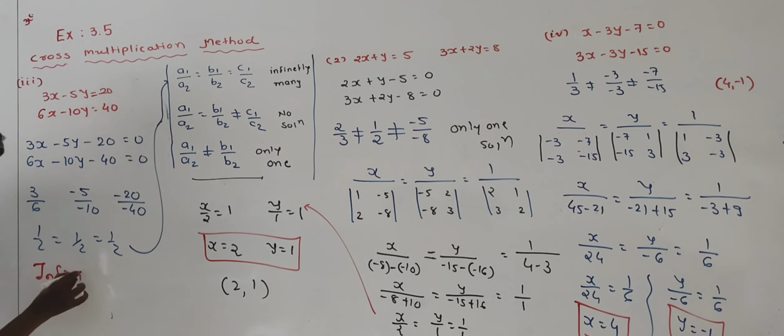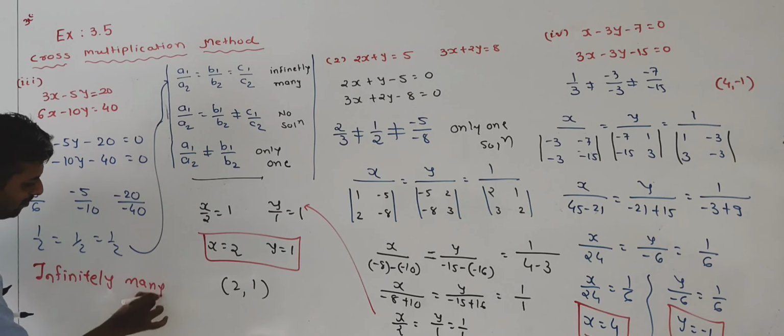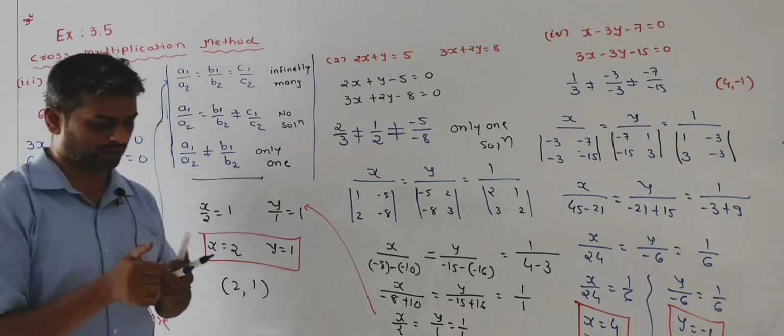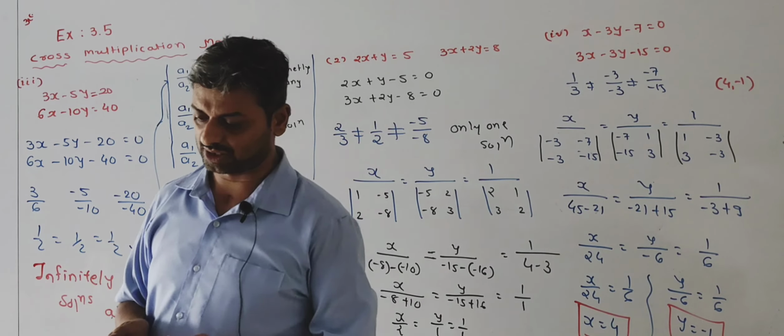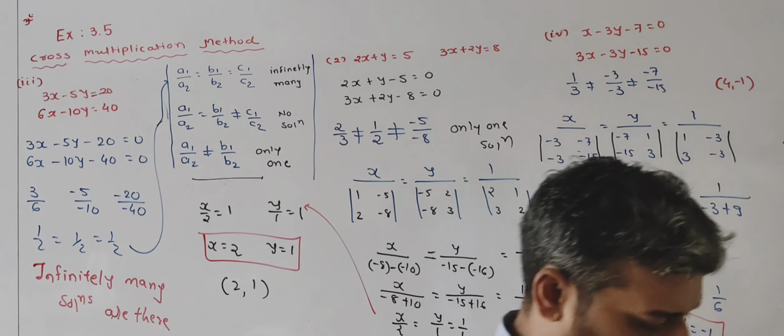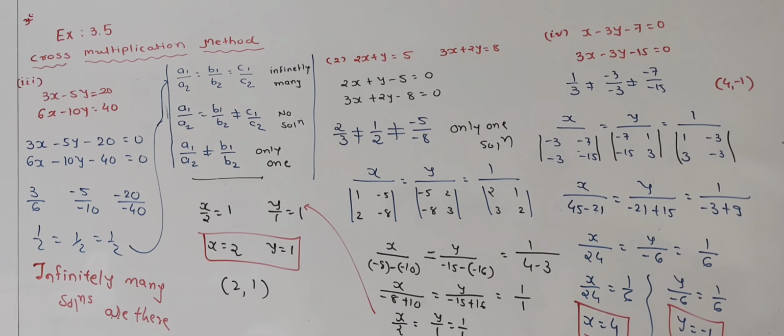Infinitely many solutions are there. Okay, so in this way we have finished the first section of exercise 3.5, and now it is given as like this. So you have to finish it, then we will do it again.